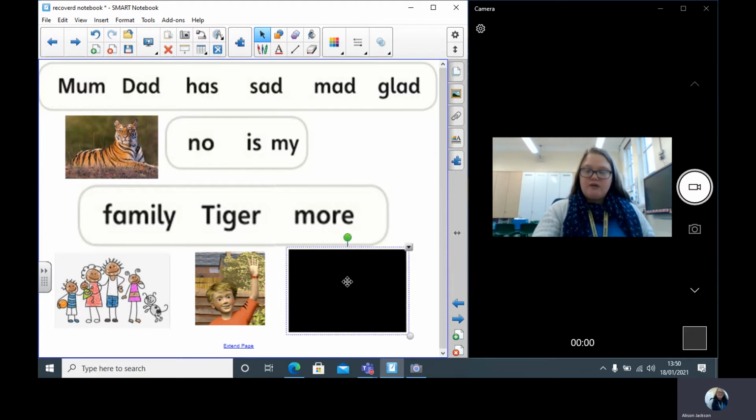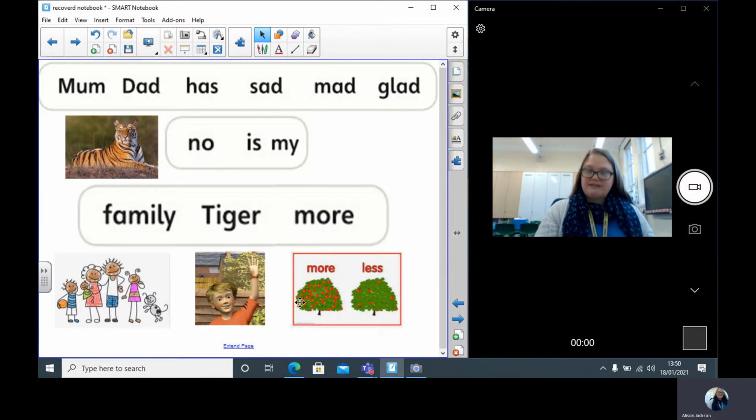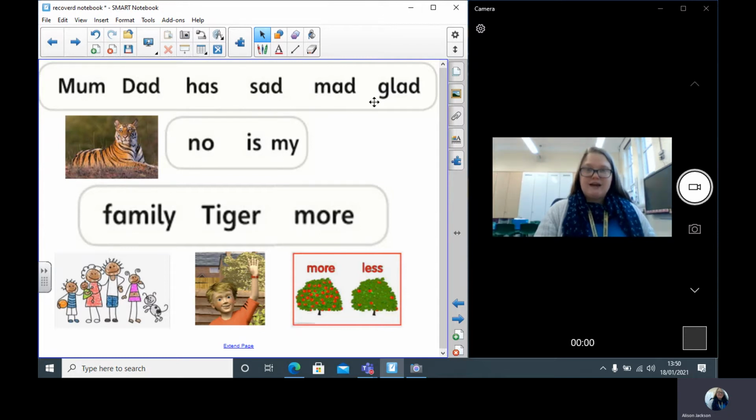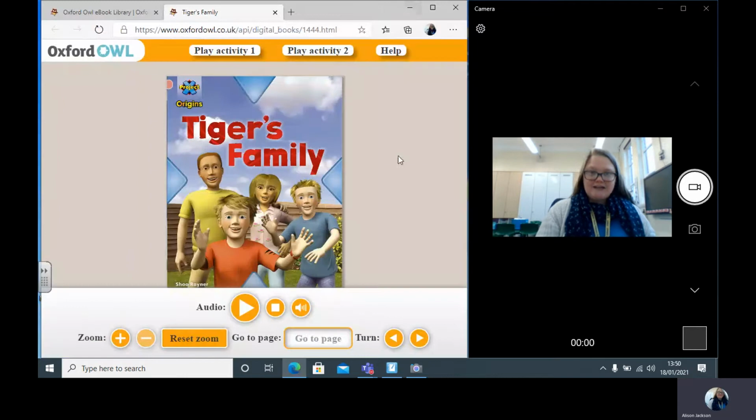And then finally we thought about what the word more has. So let's have a look. We said that this tree had more apples and then this tree had less apples. So this tree has more apples than this tree. And I also use my hands as an example. So I might say this hand has more fingers up than this hand. Okay, super, so more.